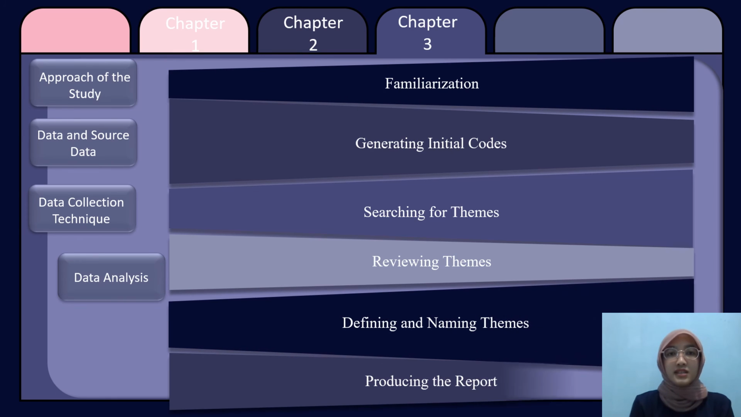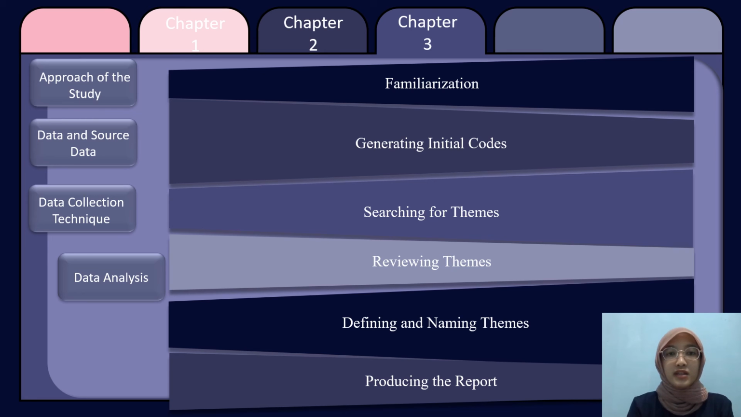Data analysis. The analysis in this proposal uses thematic analysis. There are six steps. Number one, familiarization. This is a step to obtain data from class 11 students on the way the teacher teaches EFL learning.